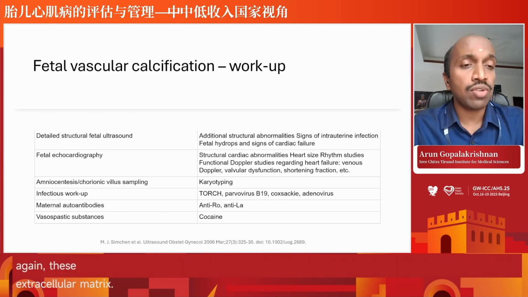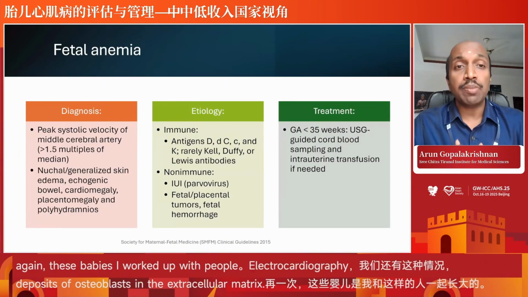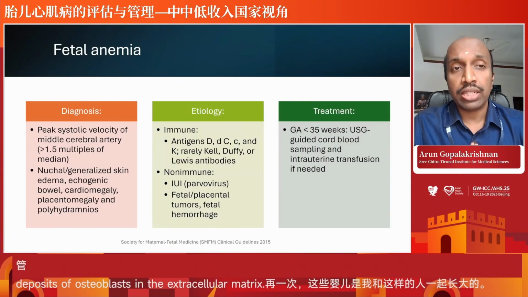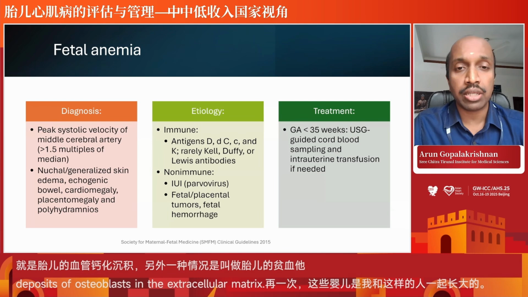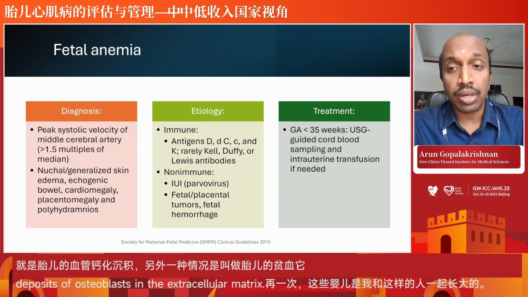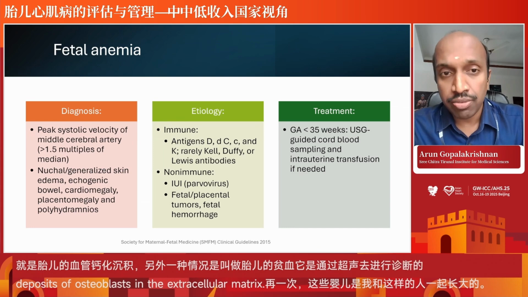When they present early in life, they require amniocentesis and other workup as well. Another treatable cause of cardiomyopathy in fetal life is fetal anemia. Again, this is diagnosed by fetal echo, evaluation of the middle cerebral artery velocity. It may be non-immune or immune, and it can be treated by intrauterine blood transfusion.